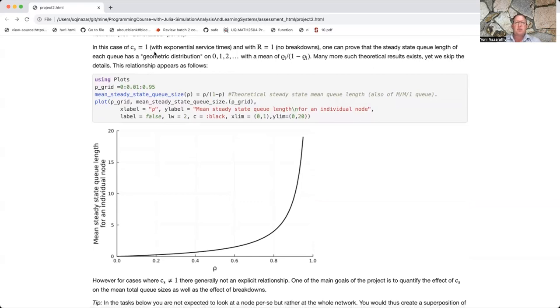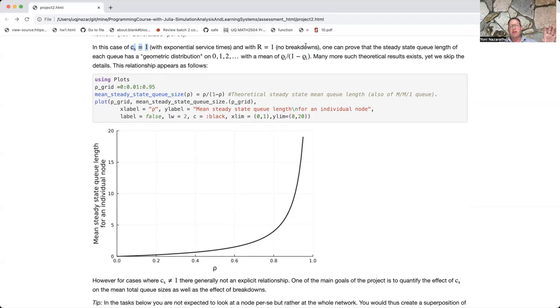In the case that CS equals 1, and you're actually speaking about exponential service times, and when you don't have breakdowns, Jackson's results from the late 50s and early 60s proved that the steady state queue length of each queue has a geometric distribution with support 0, 1, 2, etc. And the mean of this distribution is rho i divided by 1 minus rho i.